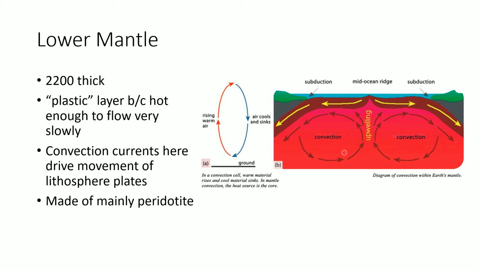So you can see in this diagram here, there's two convection cells next to each other moving in opposite directions. And this one to the right is pulling this plate to the right, and this one is pulling this plate to the left. So these two plates of the lithosphere are being pulled away from each other because of convection currents going on in the lower mantle. And again, like the asthenosphere, the lower mantle is made of that green mineral called peridotite.